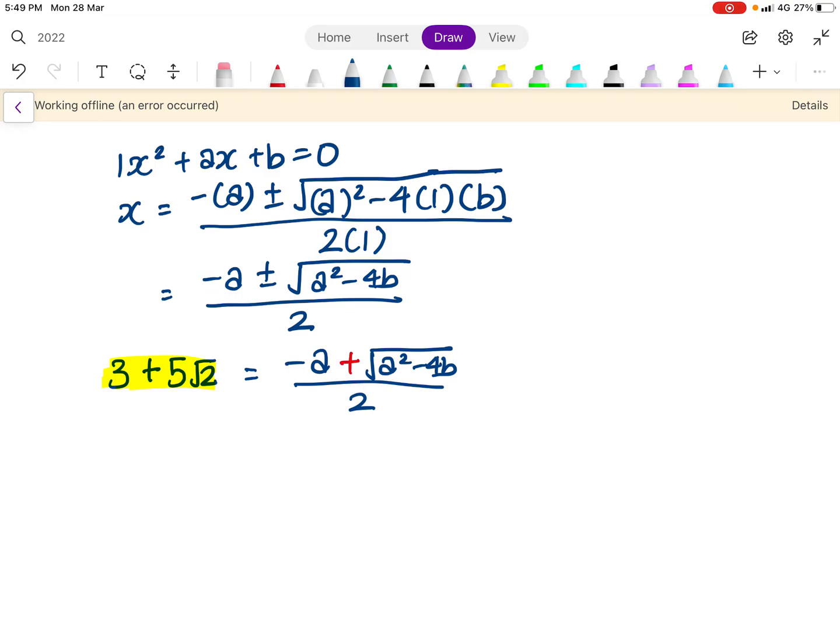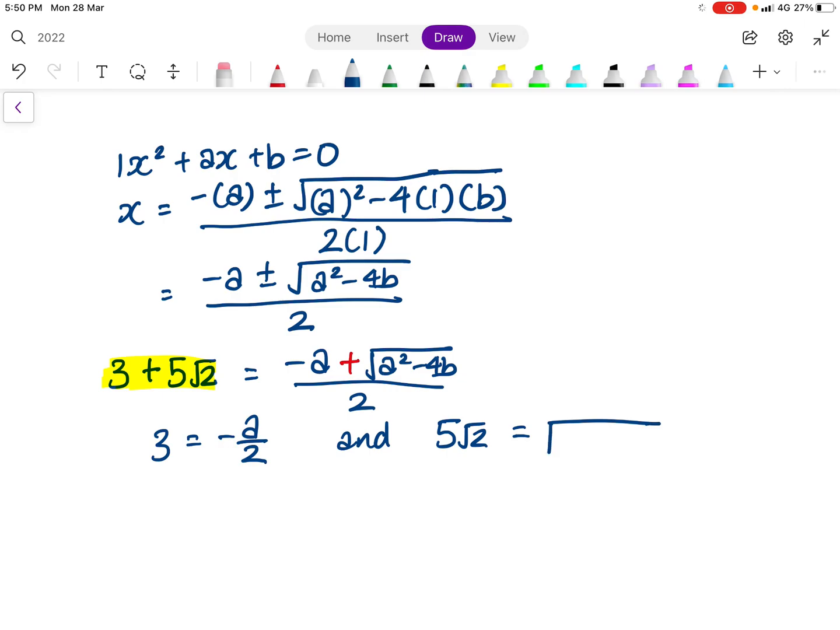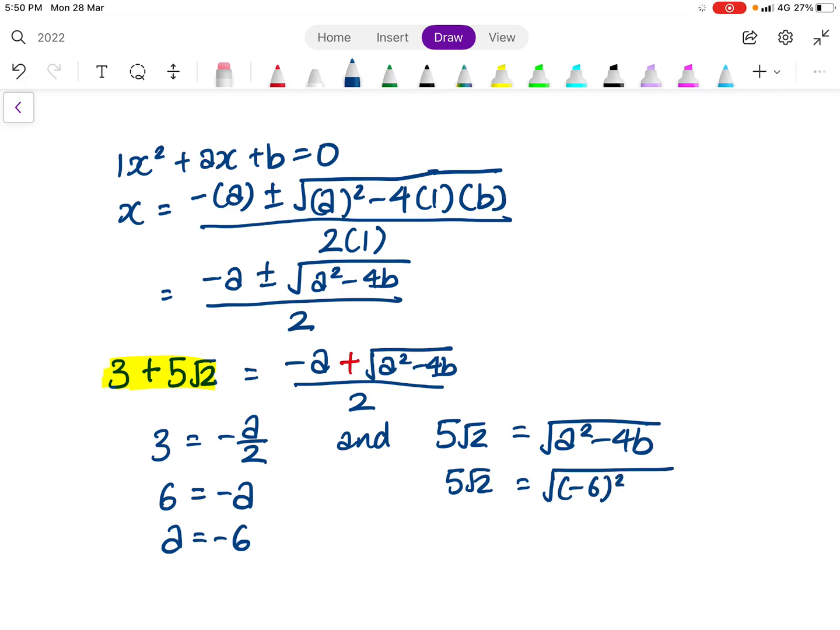Then now I can compare. What can I compare? I compare 3 with negative a over 2. And I compare 5 root 2, the one with surds, with positive square root of a squared minus 4b. So will you prefer this method? I don't know. Let's work on this. Multiply 2 onto the other side. So a will be negative 6. What about this side? 5 square root 2. Sub in negative 6, minus 4b.